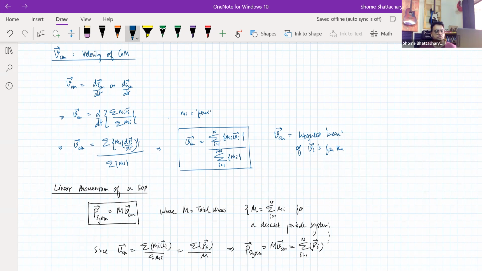Understood, no? So it is like we are cross multiplying. The denominator is taken to that side, so we're getting total mass into velocity of center of mass equal to summation MV. Now that total mass into velocity of center of mass itself is defined as what? Instantaneous momentum of the system.